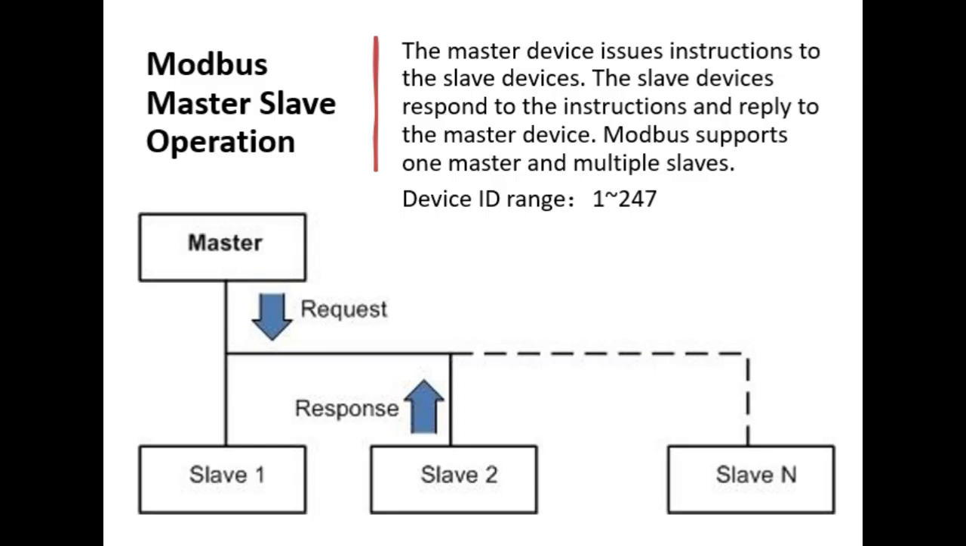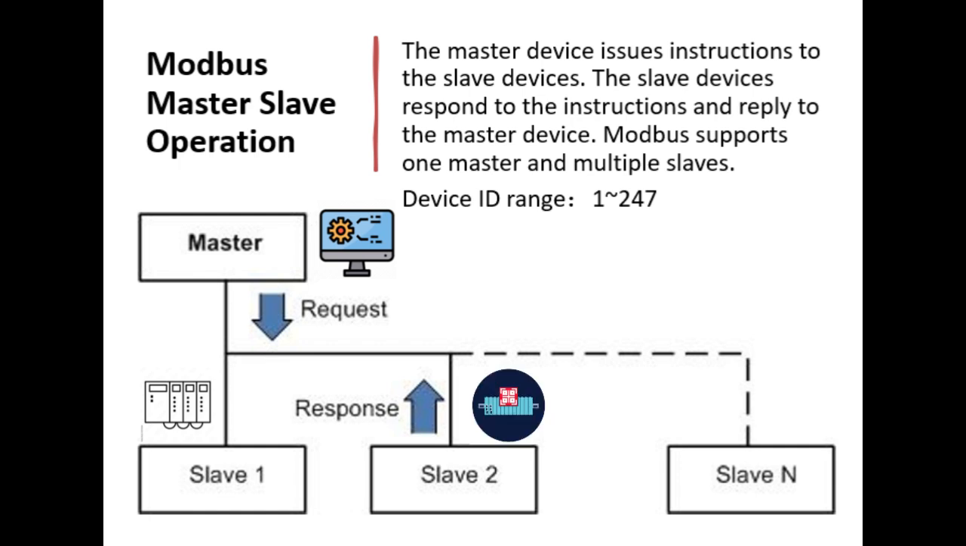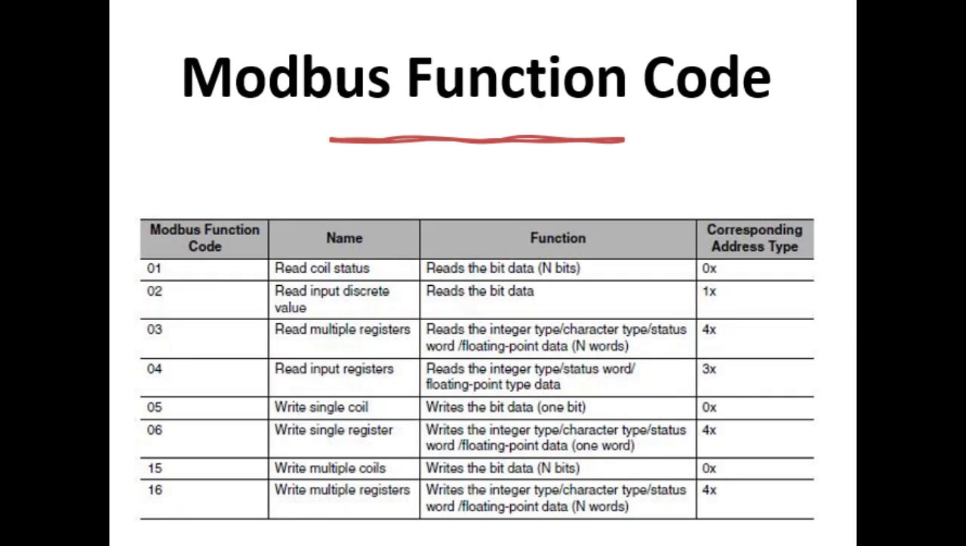The Modbus protocol uses master-slave communication, where the master device actively queries and operates slave devices. Typical master devices include industrial PCs and controllers, while typical slave devices include PLCs and programmable controllers. The master device sends requests to the slave devices, which analyze and process these requests, then return the results to the master device. Modbus function codes specify the purpose of a Modbus message frame.